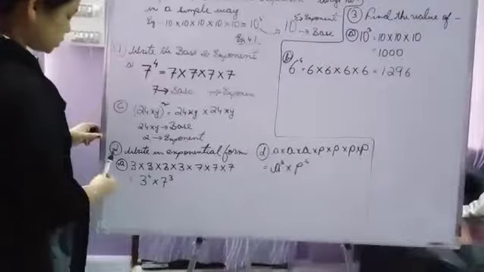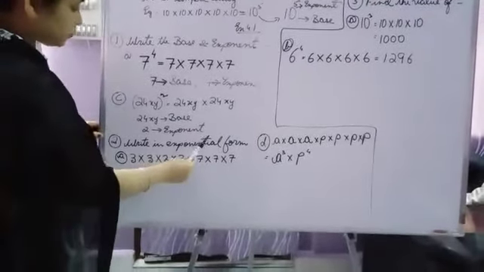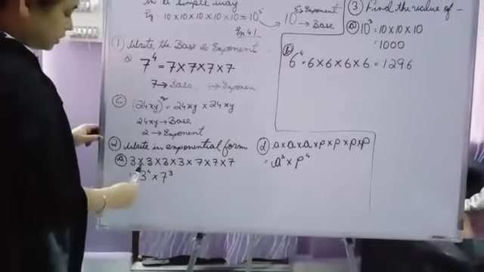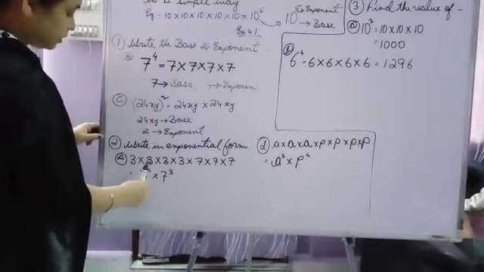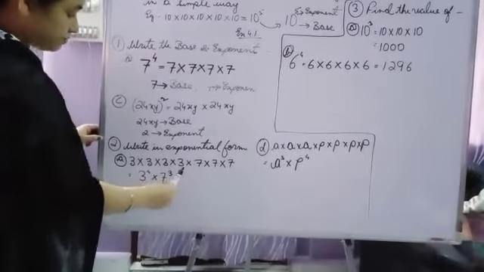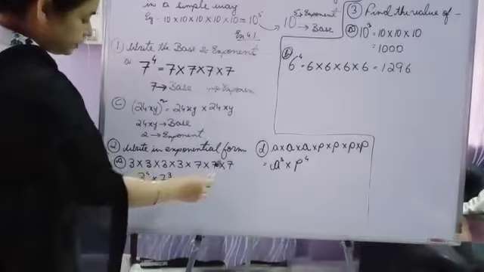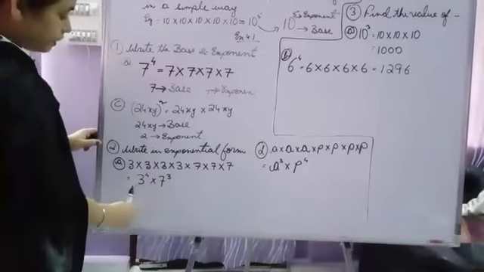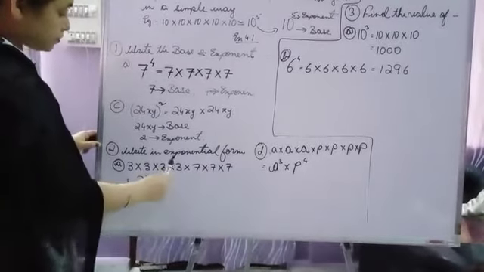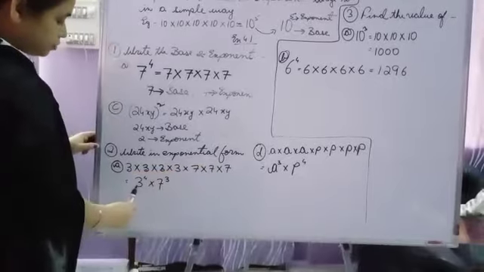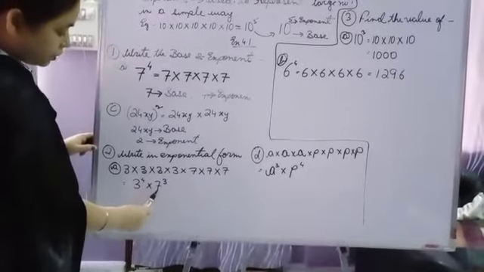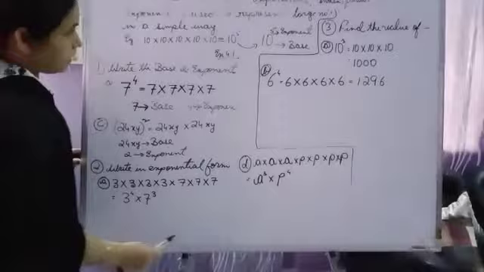Let us come to question number 2. Write in exponential form. Now 3 is multiplied 1, 2, 3, 4 times and 7 is multiplied 3 times. So don't find out the answer. You just have to express in exponential form. So 3 to the power 4 into 7 to the power 3.